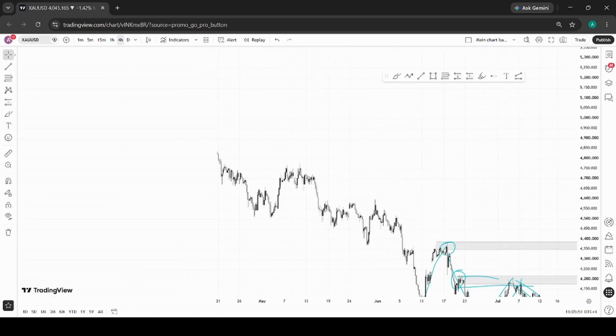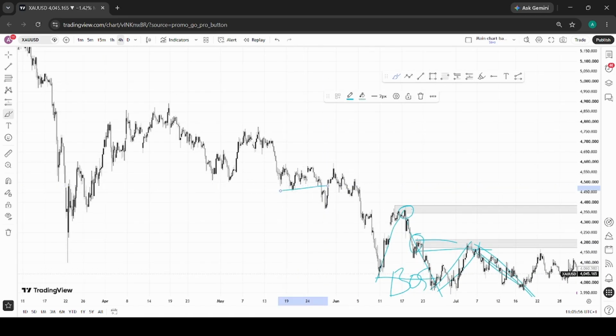Let me show you another example here. So this is a break of structure here. And then if you look clearly, you can see that we have a supply zone on this particular area here. This is a supply zone here. And then if you look clearly, you can see that this is a clear downtrend. Price has been going down. And then you see what happened.